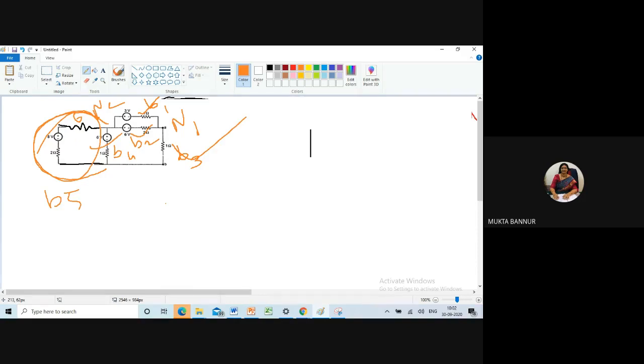But what I'm going to do is reduce the complexity of this branch. There are 2 resistors connected in series. I'll be replacing those 2 by a single resistance. What will be the resulting circuit? 8 ohm. Rest of the things are the same.